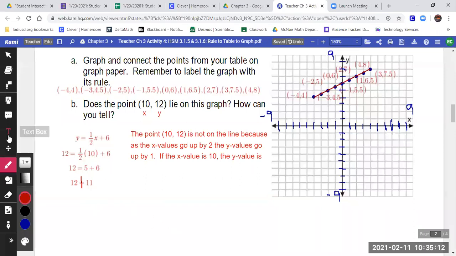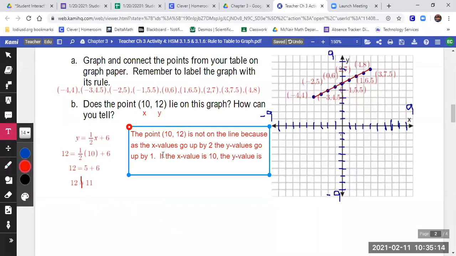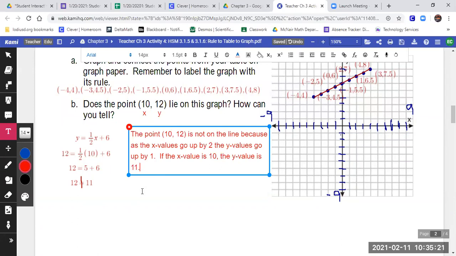So it wouldn't have been 12. It would have been what? If the x value was 10, the y value is what? 11. This work here shows where the 11 came from and double proves that if I kept going with my line, it doesn't work.